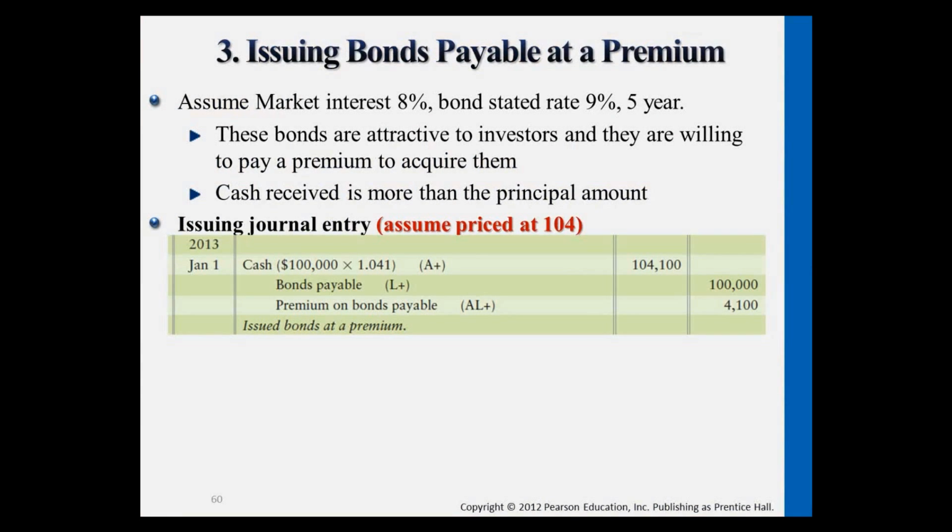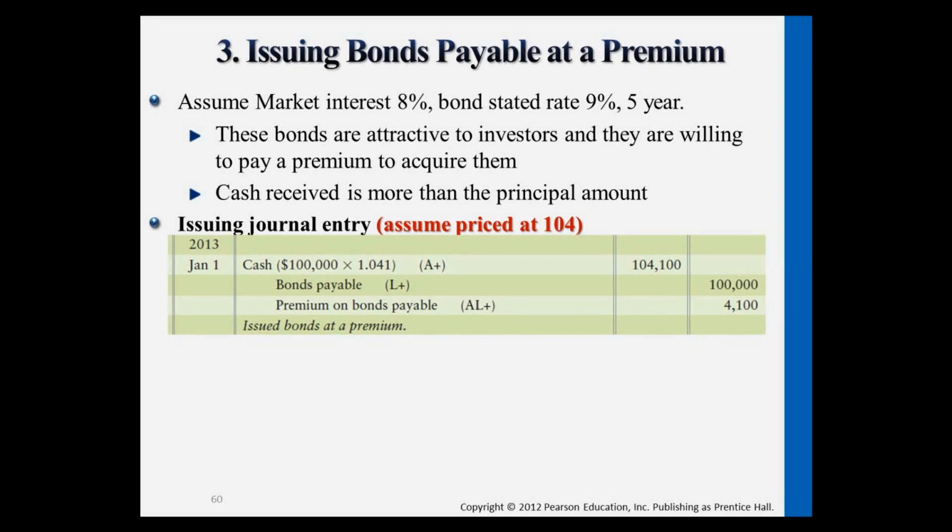Now let's take a look at the premium case. The logic is very similar. It's just that we're moving the discount on the debit side into a premium on the credit side, because this is the opposite. We're now receiving a higher amount of cash, actually exceeding the face value.